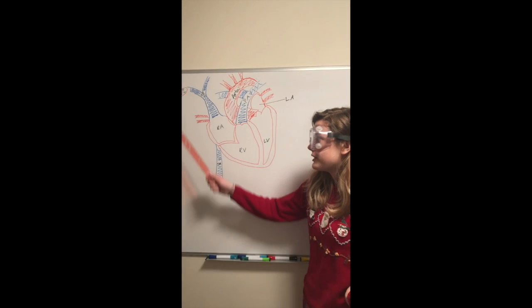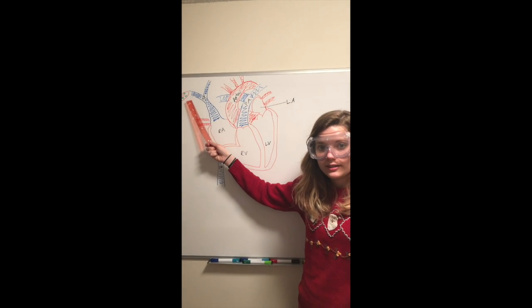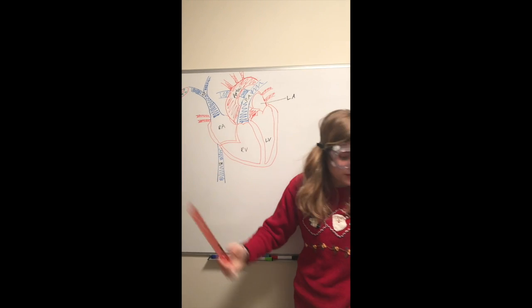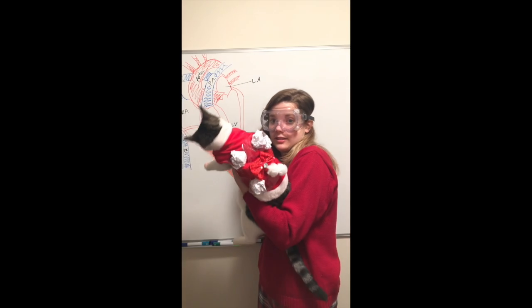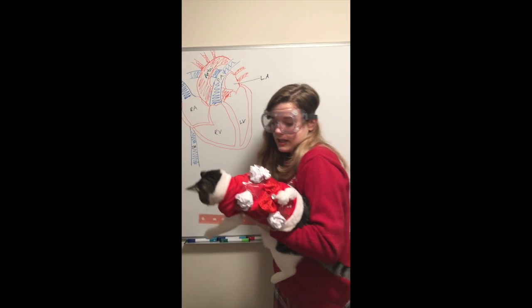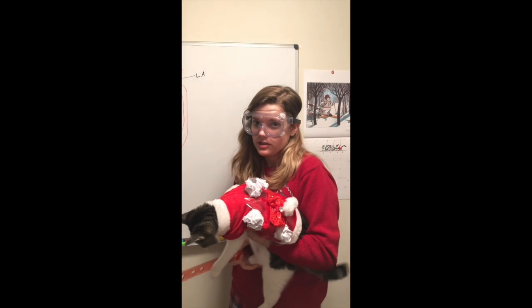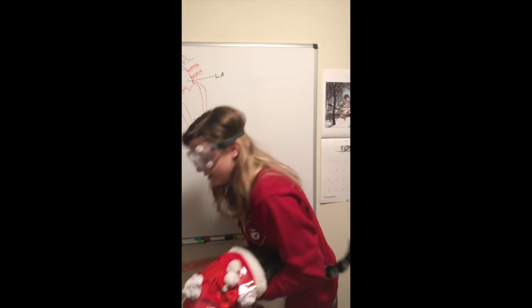Today we'll be learning about the path of a red blood cell. To start, we know that the blood cell is only partially oxygenated, just like this, and we want it to be fully oxygenated, 100%.